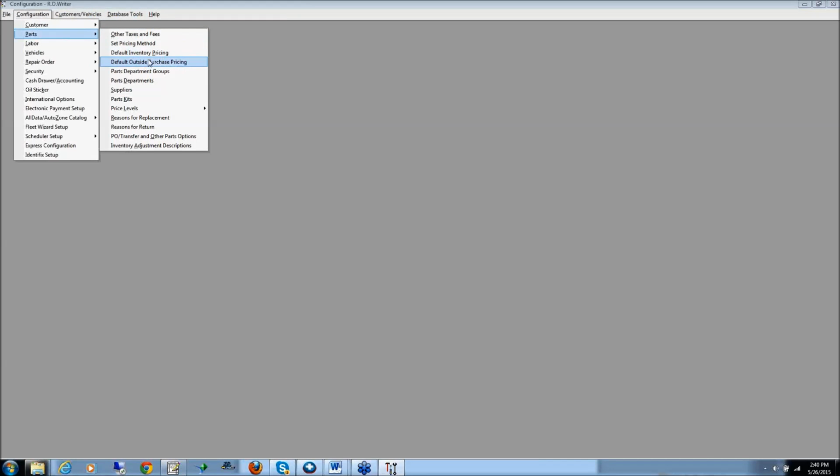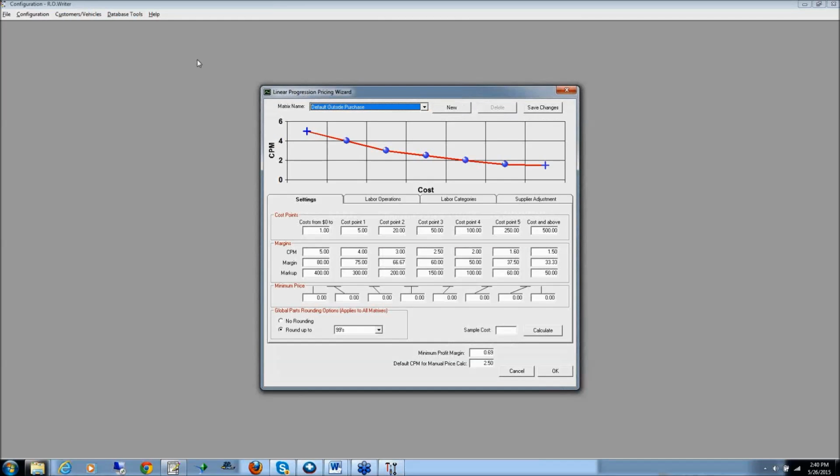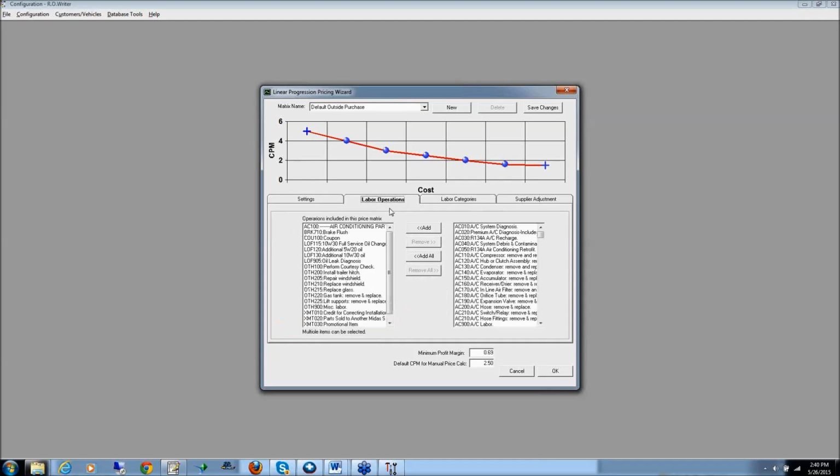I'm sorry, Configuration, Parts, and then Default Outside Purchase Pricing. As I change that option to linear by associated labor, the system gives me the option to build matrices based on either my categories and/or, again, all the way down to the level of granularity where every labor operation could have its own individual markup. So whether it's brake rotors versus brake pads or water pumps versus serpentine belts, you could get down to that level of granularity as we go through using linear pricing by associated labor.